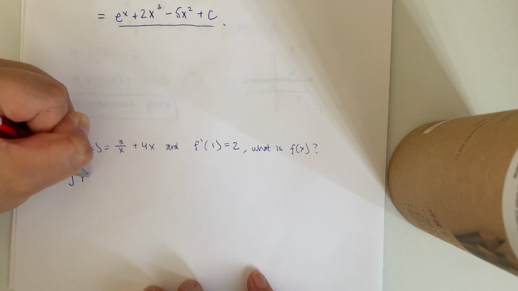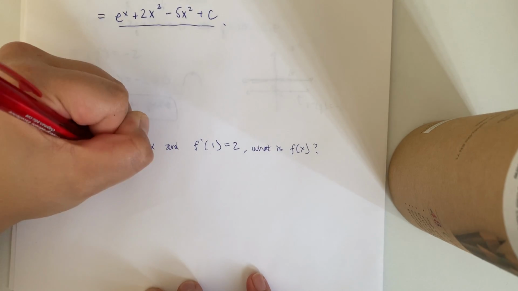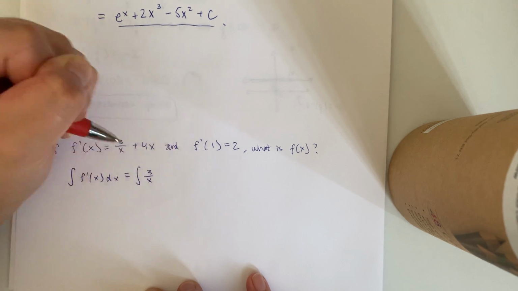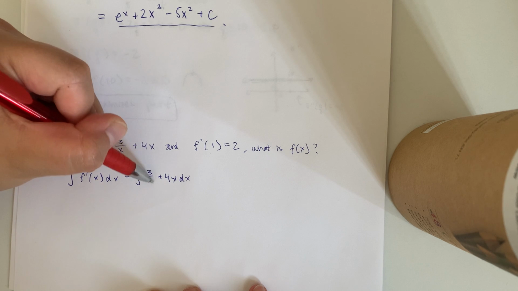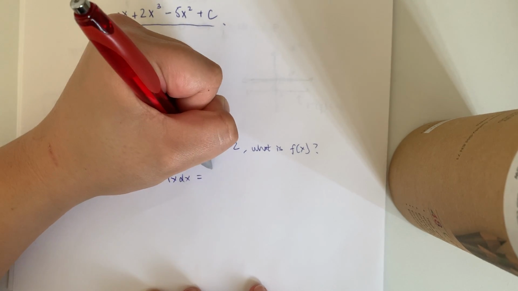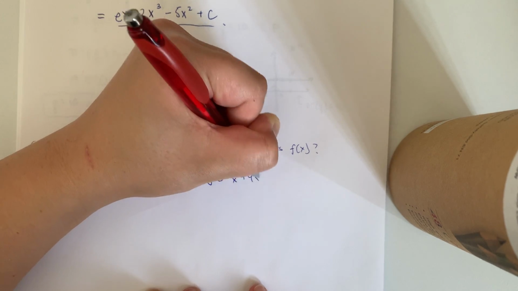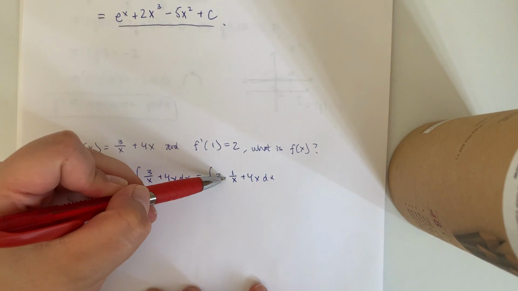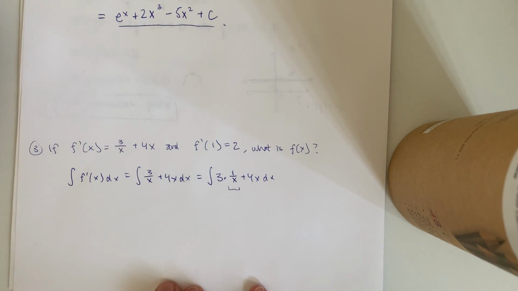So what happens if I just try to integrate this function f prime of x dx? Well, let me write the expression explicitly. This one maybe looks a little bit tricky at first. Notice you can write this as 3 times 1 over x plus 4x dx. And writing it like this allows you to identify 1 over x as the derivative of ln of x.